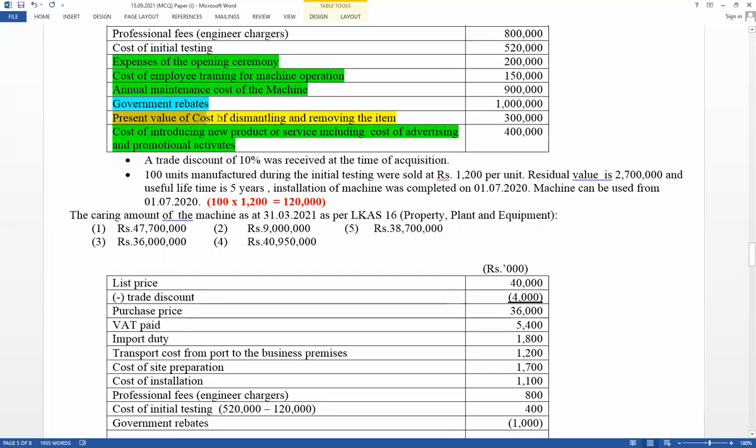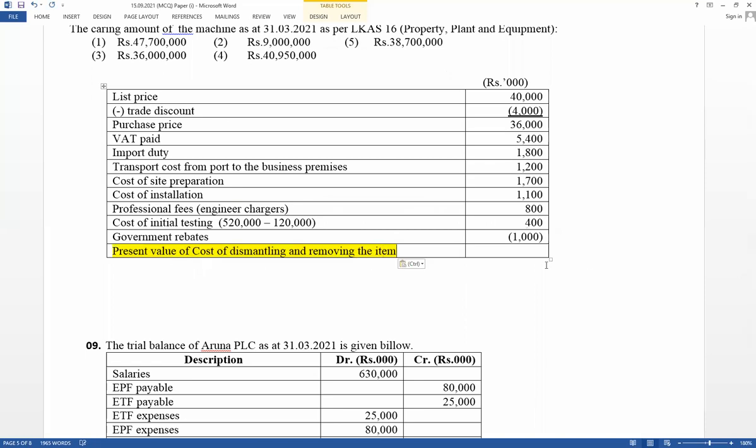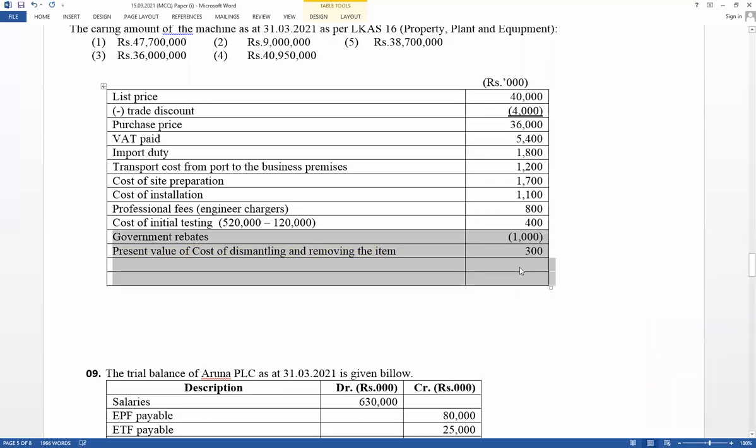The present value of the cost of dismantling and removing the item also should be considered as a part of the cost value. 300,000. Therefore, here plus 300,000. Present value of the cost of dismantling and removing the building. Now take the total value. That value should be considered as the cost value. This is the cost of the asset, the machine. Take the answer.